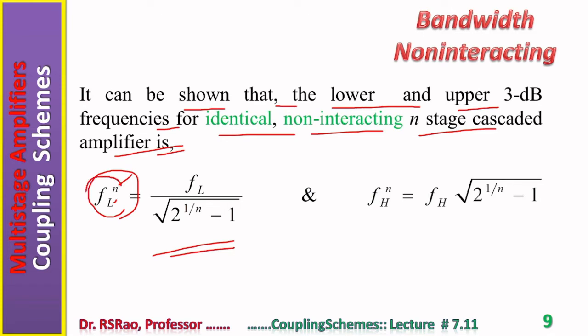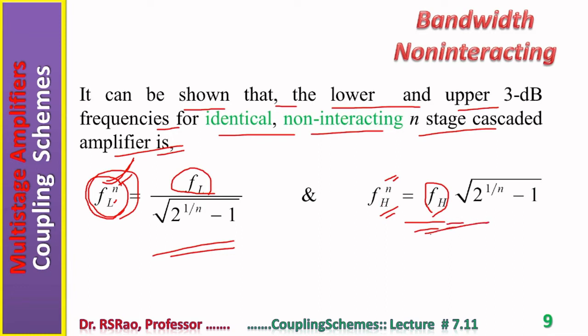This is the lower cutoff frequency of the multi-stage amplifier. This is the lower cutoff frequency of the single stage. So this one is more than FL. Now the second expression, FHN. This is the upper cutoff frequency of the multi-stage amplifier. This is for the single stage. FHN is lower than FH.